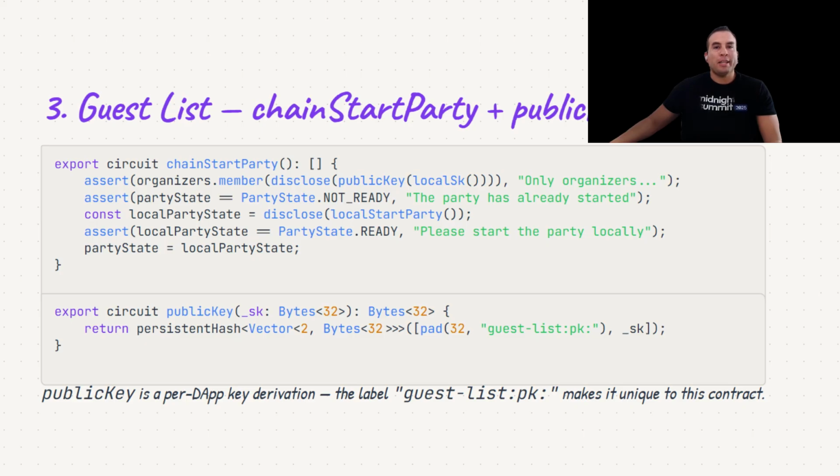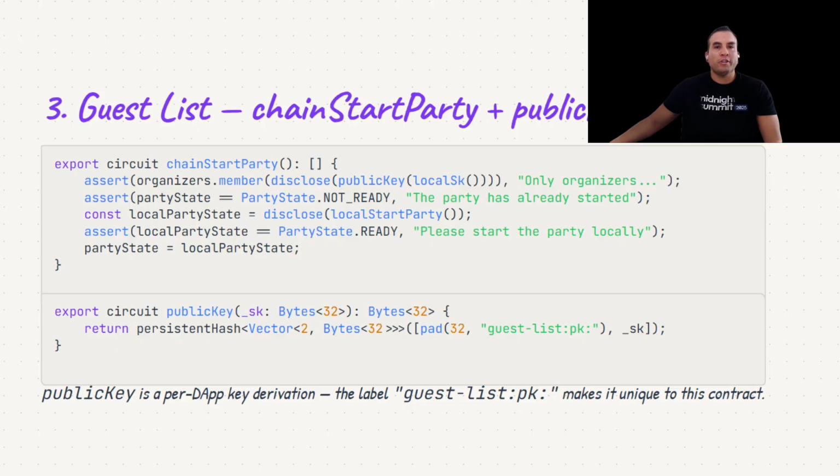And public key. This is the per-app identity derivation we have been using all along. Look at what it does. It takes a secret key, hashes it together with the literal text guest list pk, and returns the 32-byte result.